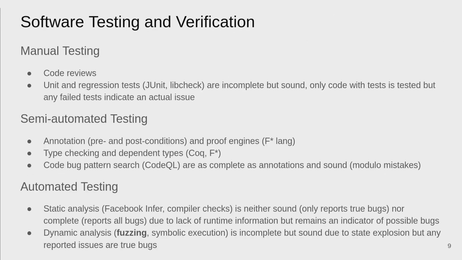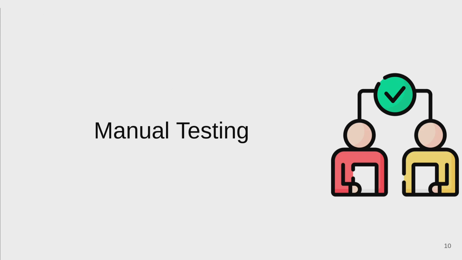We're going to look into three different forms of testing and validation. Manual testing, such as code reviews, unit and regression tests, and other different angles. Then semi-automated testing, for example, through annotation, type checking, and dependent types, code bug pattern searches, and so on. And then we're going to spend some time on automated testing through static analysis and dynamic analysis, such as fuzzing or symbolic execution. And we're going to start with manual testing.